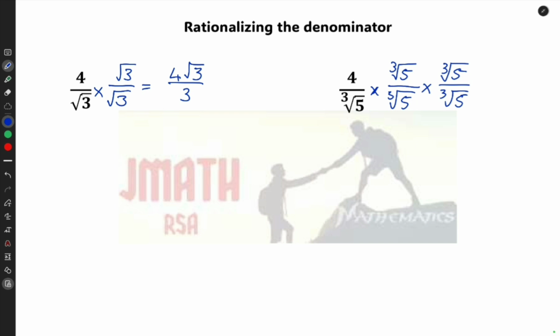So if it's a cube root, then I'm going to have three terms that I'm multiplying in order to cancel the root. So in this case, the final answer would be 4 cube root 5 squared, and then at the bottom, it's just going to be 5. And that would be my final answer.